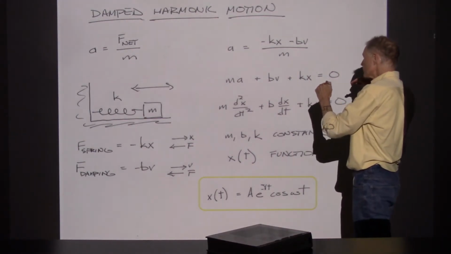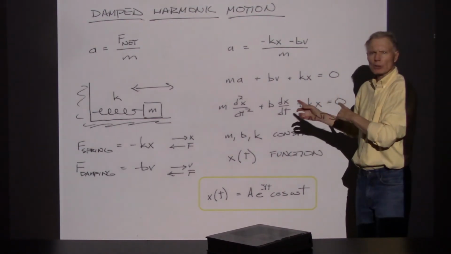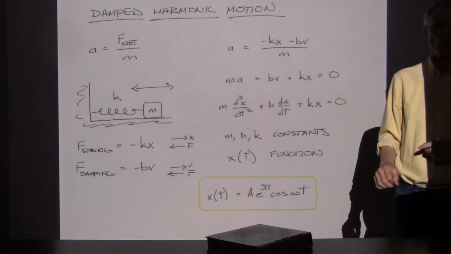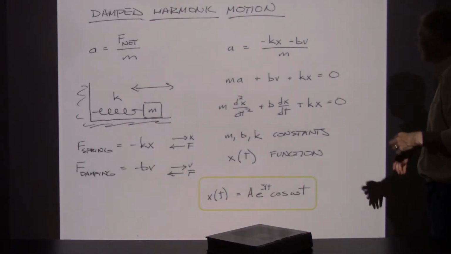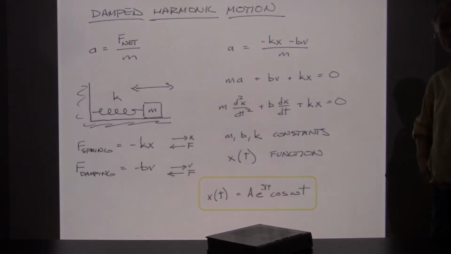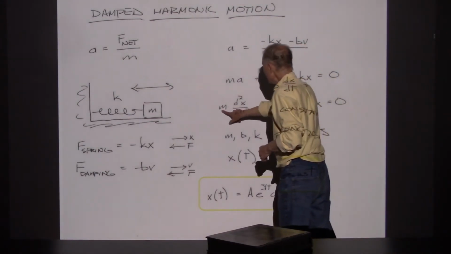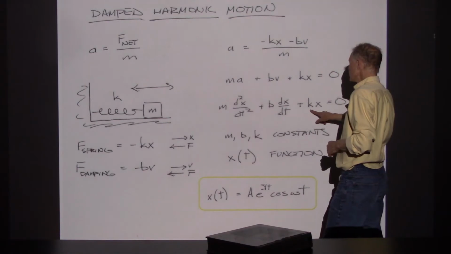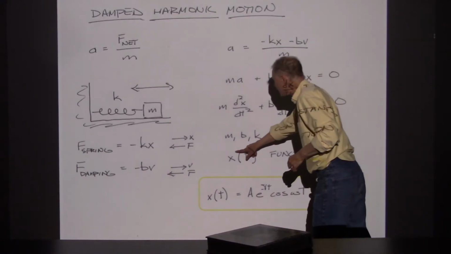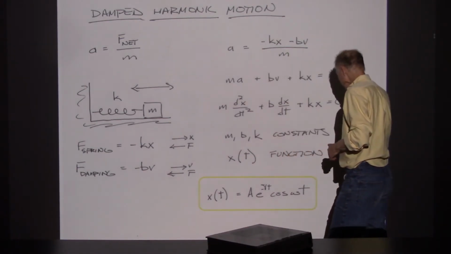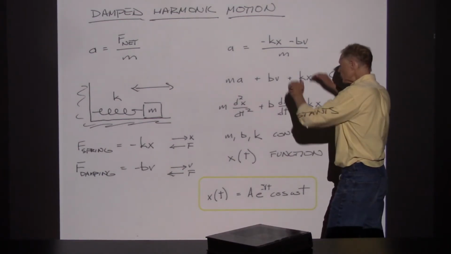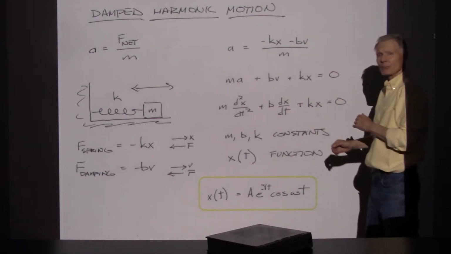Now in this formula, this is to impress your friends. You can show your friends this is what we're learning in physics. This is what's referred to as a differential equation. And no, you don't have to take a differential equation class to complete this course. It turns out m, b, and k are all constants. x of t is a function.